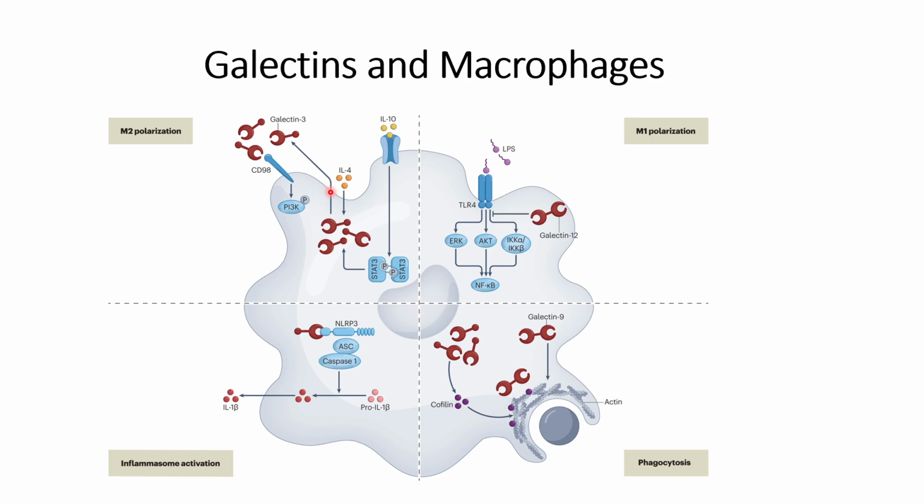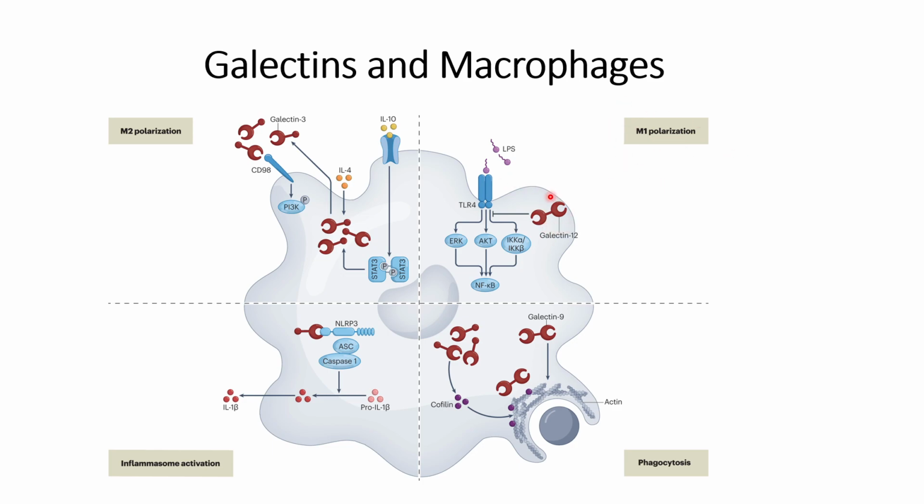Another in vitro evidence that has been found is via interleukin 4. Interleukin 4 activates or helps in the production of galectin 3 within the cells, and then galectin 3 interacts with CD18 and helps in the phosphorylation of PI3K, which diverts the cells towards M2 polarization. The next one is M1 polarization.